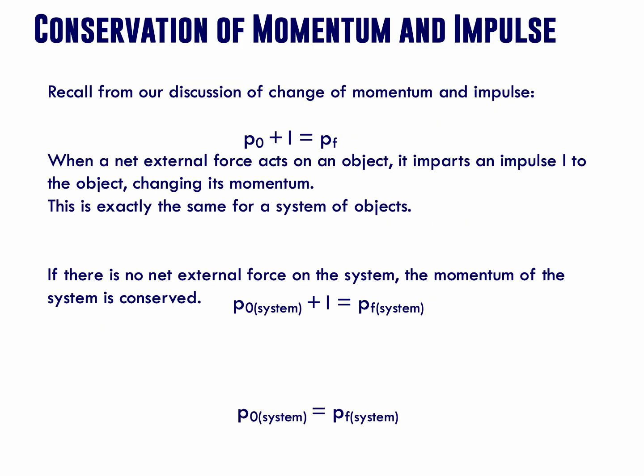We'll recall from our discussion of change of momentum and impulse, we have P sub 0, which is the initial momentum, and then I is that impulse. If we have an impulse, it will change the momentum of the system. When a net external force acts on an object, it imparts an impulse I to the object, changing its momentum. This is exactly the same for a system of objects. If there's no net external force on the system, the momentum of the system is conserved. In other words, if I is 0, the initial momentum of the system is equal to the final momentum of the system.